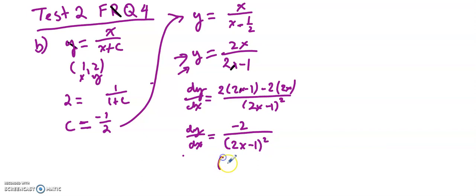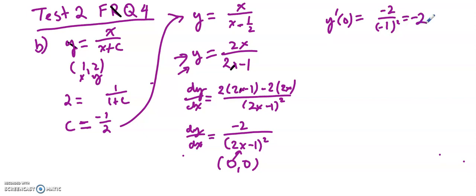Now at the point (0, 0), I'm just going to plug 0 in for x. So I get y prime at 0 equals negative 2 over negative 1 squared, which would be 1, which would give me negative 2. And that's part B.